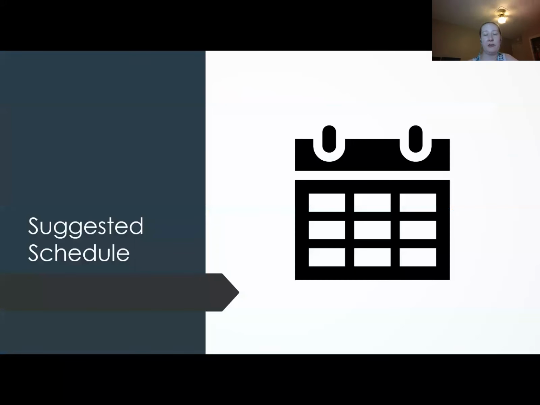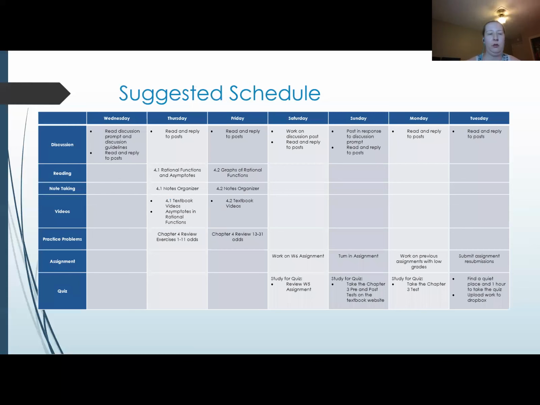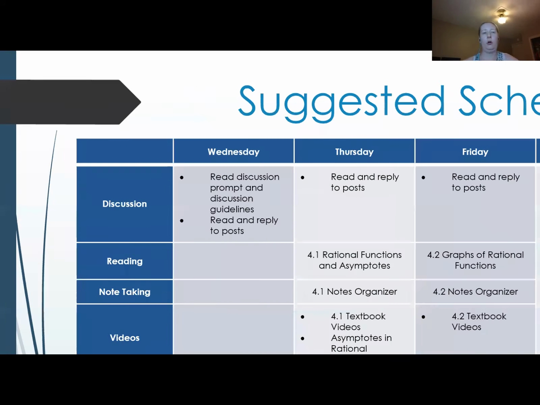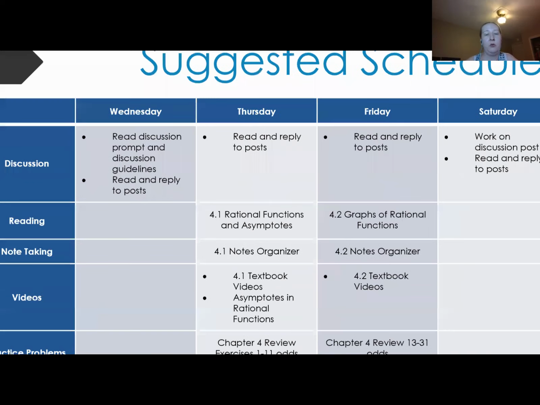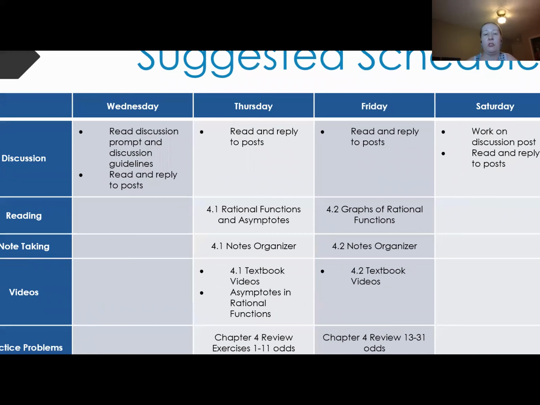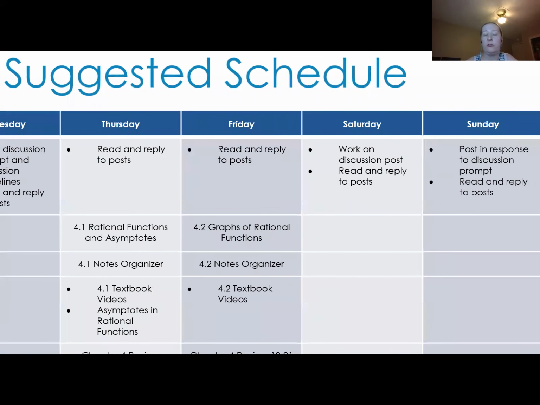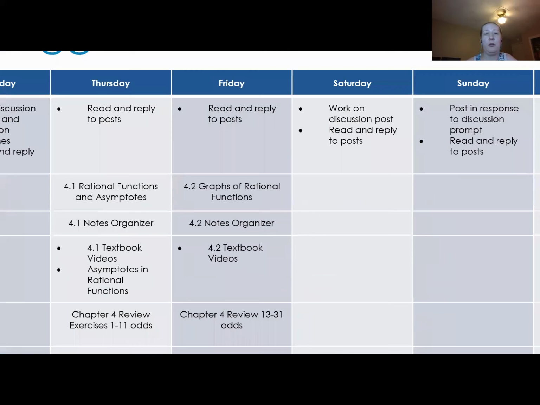And so the suggested schedule for putting all of this together. Well, let me zoom in. So the discussion prompt, read through that today basically, and when I say read and reply to posts, you can read and reply to posts from last week. Once the week is over, it doesn't mean that the discussion is closed. You can still reply. Because there's only 2 sections, you can be done with those sections by Friday, which means you can do your discussion post over the weekend. So you should have plenty of time to get it in by Sunday.